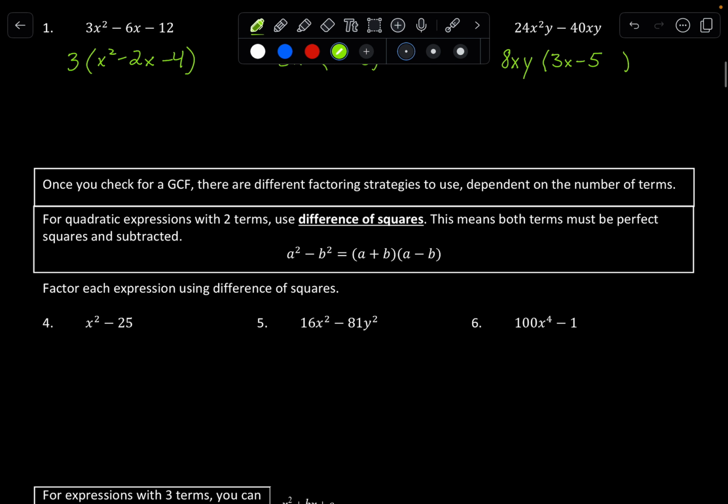All right, for the second one here, what we have is what's called a sum or difference of squares. This means that both of these values in the expression are going to be perfect squares, and it's going to be subtracting. You'll see what this looks like here.